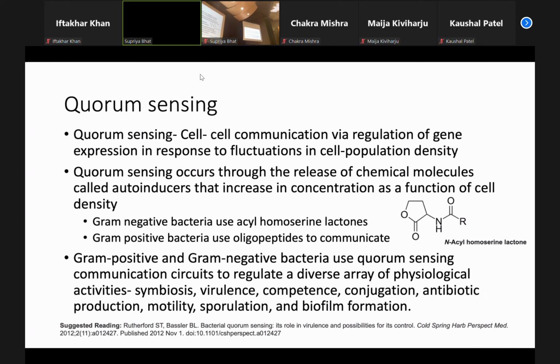The paper has additional information, but quorum sensing is just a way that cells communicate by producing chemical compounds. We have time. Oh, it's time, so that's perfect timing. So that was the last thing, and I just wanted to introduce the topic of quorum sensing. You don't have to go extremely in depth about that.